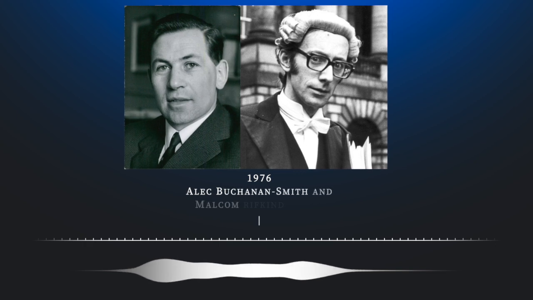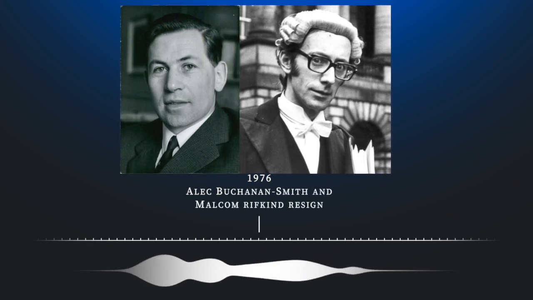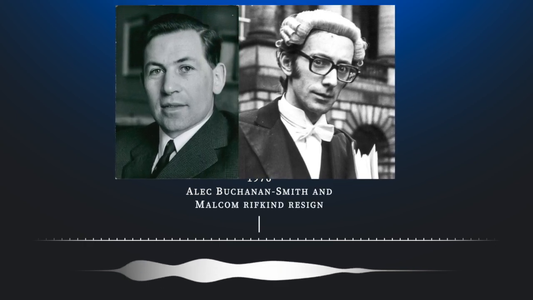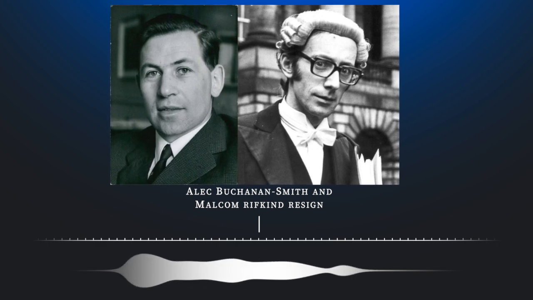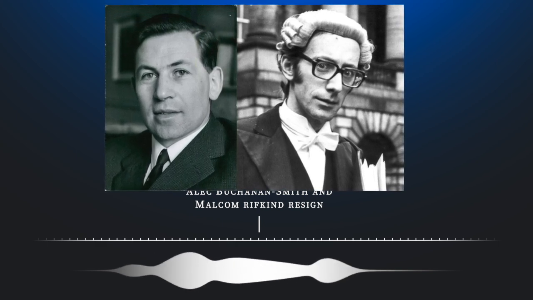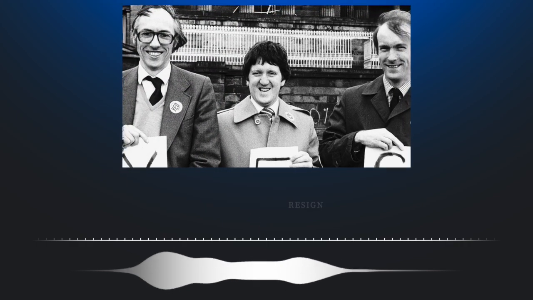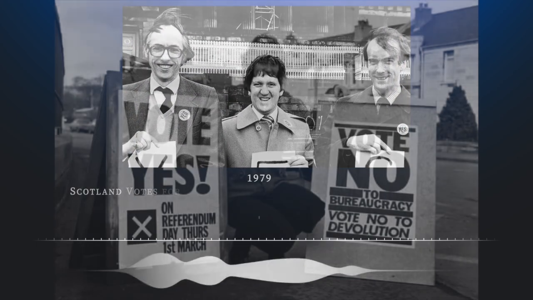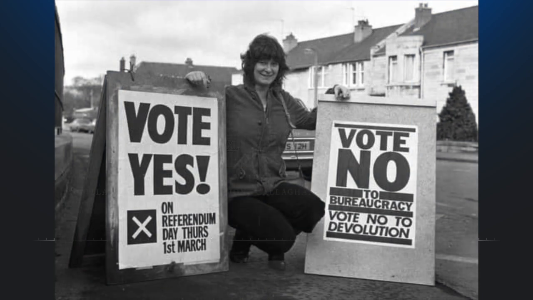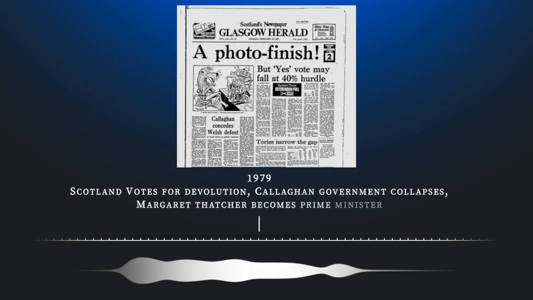1976. Shadow Secretary of State for Scotland, Alec Buchanan-Smith, and Junior Minister Malcolm Rifkind resign from Margaret Thatcher's shadow cabinet after the Tories dropped the policy on limited Scottish devolution. 1979. A devolution referendum results in a yes vote, but the Labour-imposed 40% rule prevents implementation.